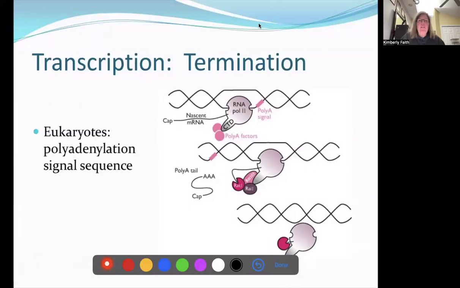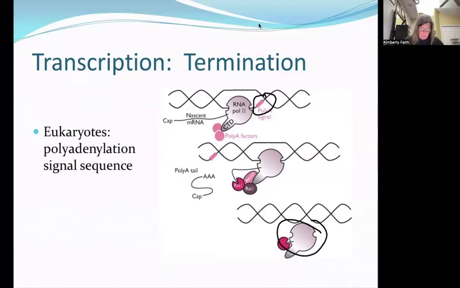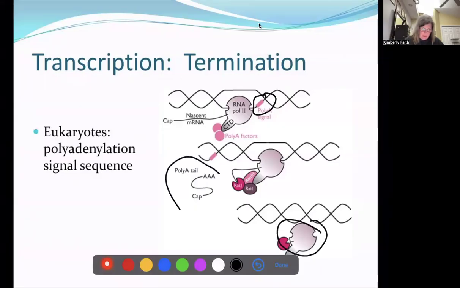So, transcription termination. Again, eukaryotes have that polyadenylation sequence. We can see we have our poly A signal here and our RNA polymerase. When it gets to that sequence, the RNA polymerase will fall off, and notice our messenger RNA is released.